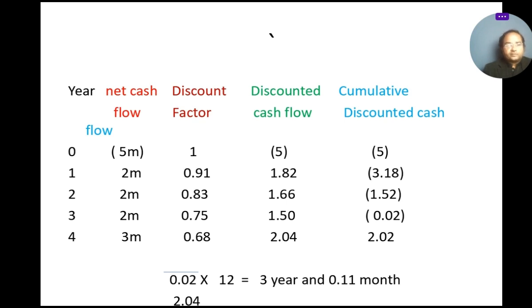So what is basically the discounted payback period? 0.02 multiplied by 12 divided by 0.04 is equal to 3 years and 0.11 month. So your investment is coming back to you in 3 years and almost a few days.